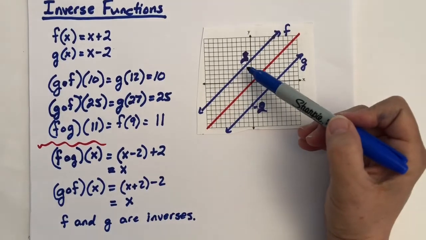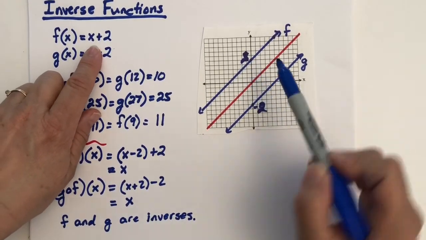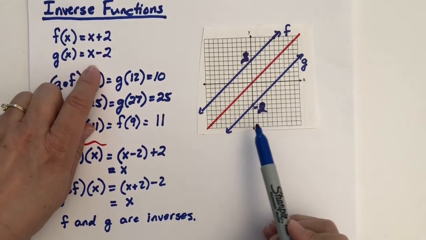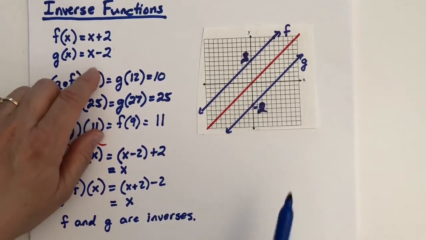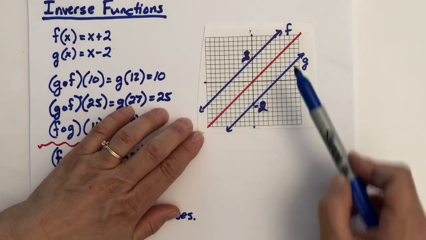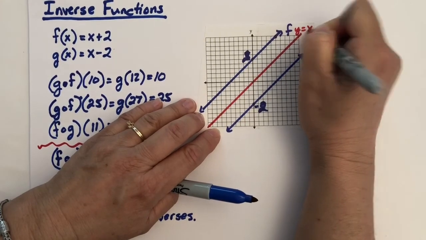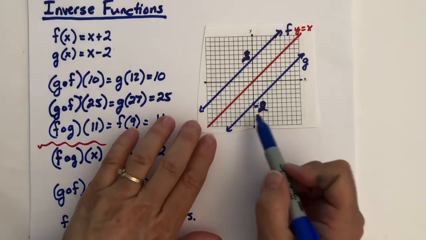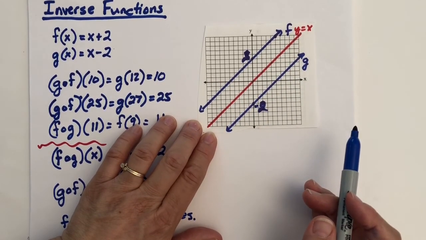The y-intercept, notice right here, I had to change it. I had changed my y-intercepts. So now here's my y-intercept of 2, slope of 1. Y-intercept of negative 2, slope of 1. And notice these two lines are mirror images across the line y equals x. And if two functions are inverses, they will always be mirror images across the line y equals x.